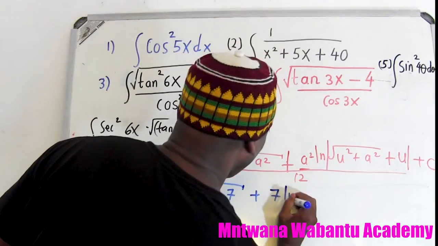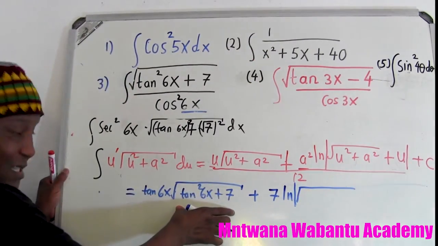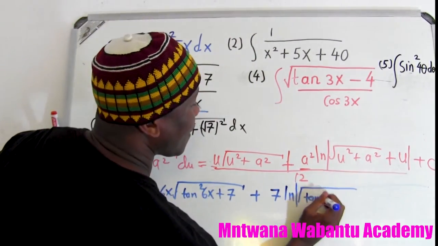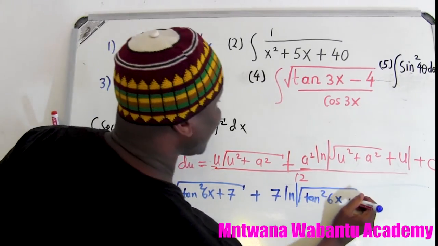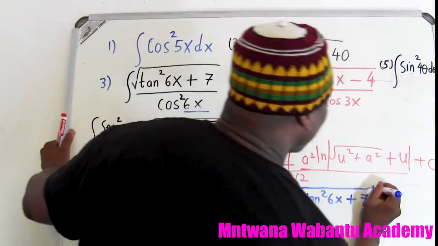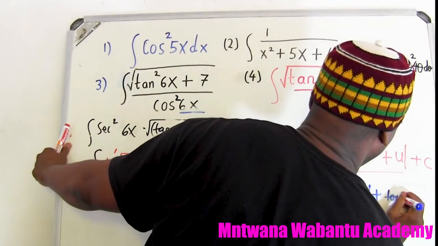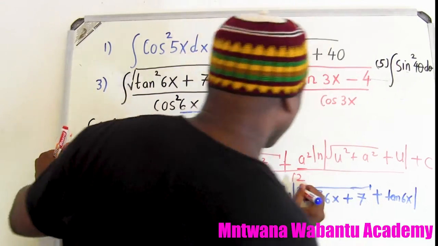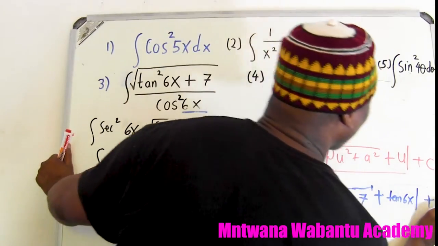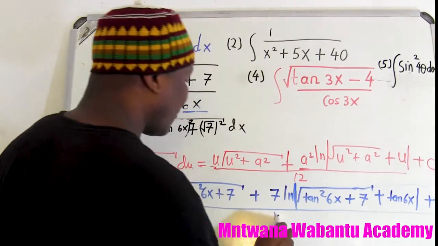And then we say ln, and then we have a root. Don't forget the absolute value. Now we write exactly, tan 6x squared, plus a square, which equals 7. And then we say plus u. What is that u? U equals tan 6x. Okay, we close our absolute value, and we add our c. The reason is that we don't have a limit. Do not forget to divide by 12.